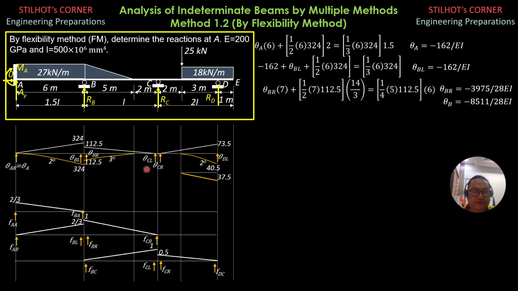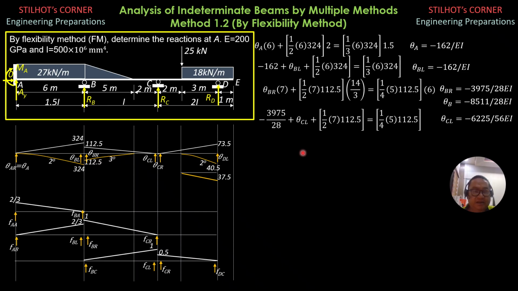Next, let's solve for theta C left by summing up vertical forces. Theta B right, negative 3975 over 28, plus theta C left plus 1/2 of 7 times 112.5 equals 1/4 of 5 times 112.5. So theta C left is equal to negative 6225 over 56 EI.